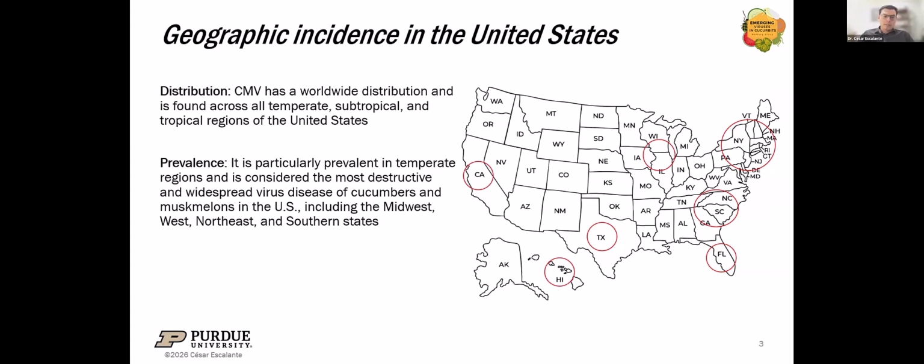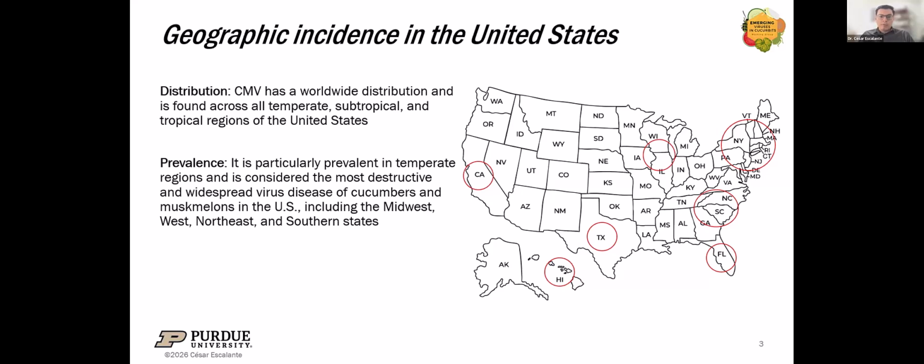So CMV, it's everywhere. It's not only in the Americas, it's pretty much everywhere in the world. And in the United States it has a nationwide distribution. It can thrive in temperate, subtropical, or tropical climates. And on this map, I just highlighted some of the areas where a lot of cucurbit production happens in the United States and where we get most reports of CMV being present. That doesn't mean that it's just located in those states. It can be pretty much anywhere where cucurbit crops are planted.